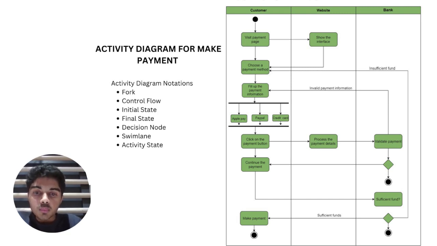A decision node is a point where a choice is made leading to different paths. A swim lane divides the diagram into sections to show who does what, and an activity state shows an action or step in the process. The slide also talks about what happens if payment information is wrong, called invalid payment information, and what happens if everything is correct, called sufficient funds. This helps to understand the steps and choices involved in making a payment.